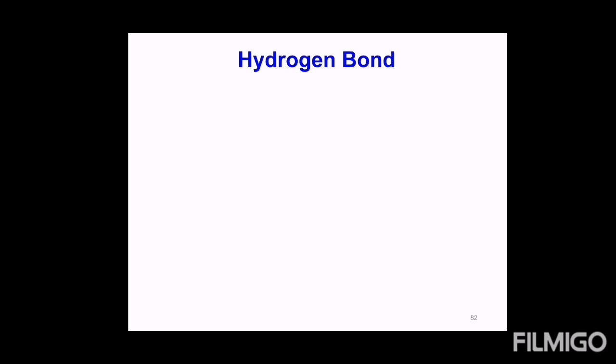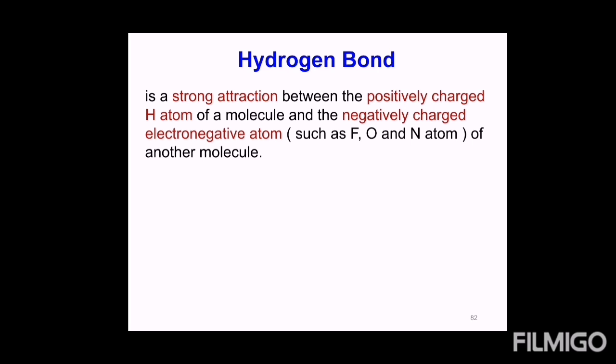So we go to the hydrogen bond. What is a hydrogen bond? It is a strong attraction between the positively charged hydrogen atom of a molecule and the negatively charged electronegative atoms such as fluorine, oxygen, and nitrogen of another molecule. HF is one example, with delta plus and delta minus.